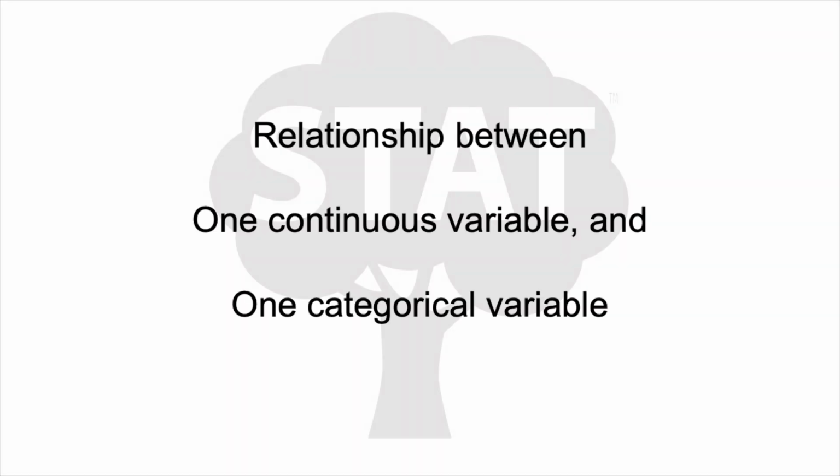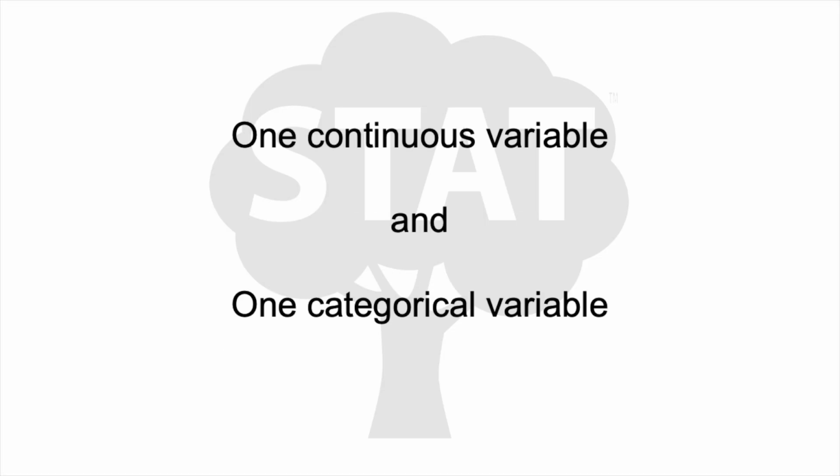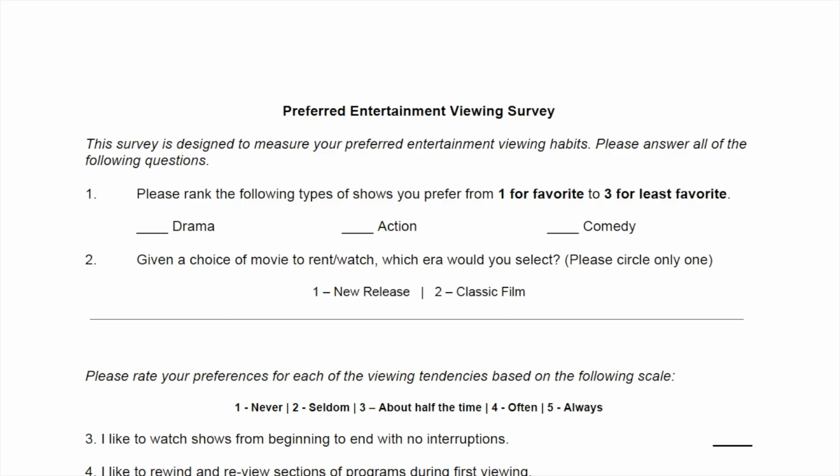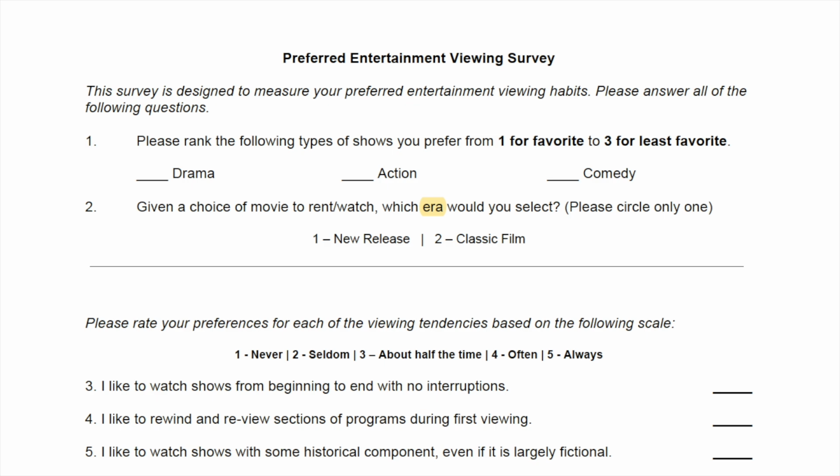To test whether there is a relationship between a continuous variable and a categorical variable, the Biserial correlation would be appropriate. You will need one continuous variable and one categorical variable in order to run this test. In looking at the preferred entertainment viewing survey, age would be an appropriate continuous variable. An era of movie would be an appropriate categorical variable for this test.